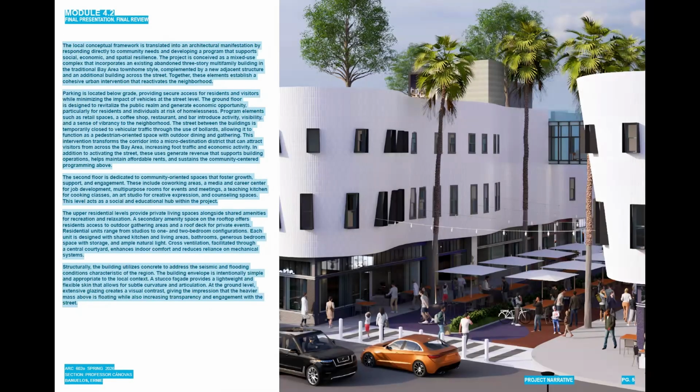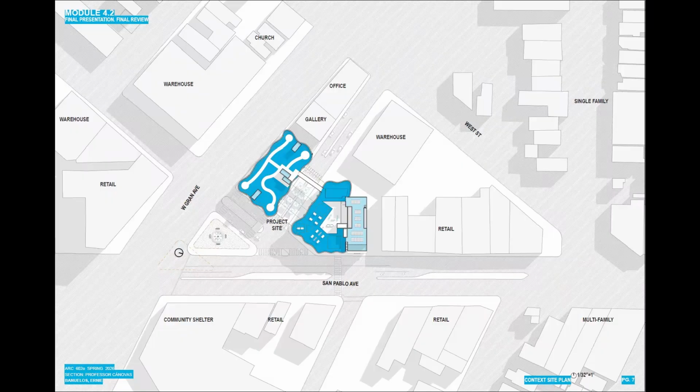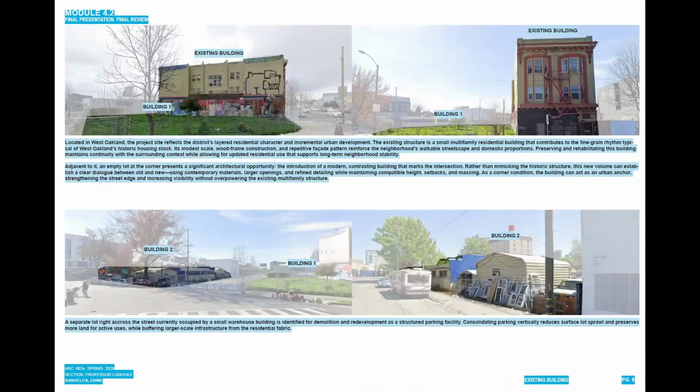The concept for my project is integrating affordable housing as well as a community center and retail space all within the same site. And the site I chose is in the West Oakland neighborhood at the intersection of West Grant Avenue and San Pablo Avenue. There is an existing building that is this historic townhouse building that was used for multifamily purposes. Right next to it is an empty lot, and right across the street, it's another lot that will also be used for this project.